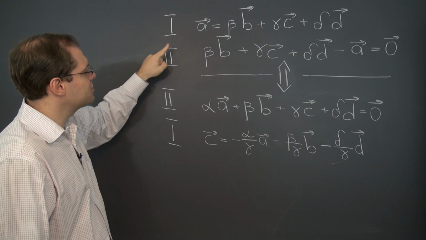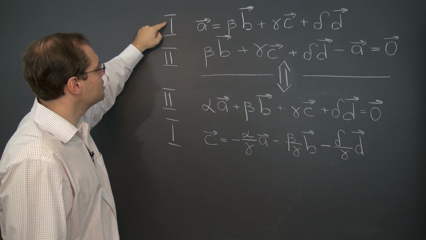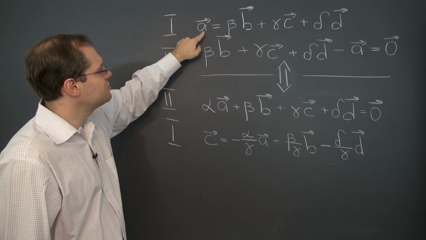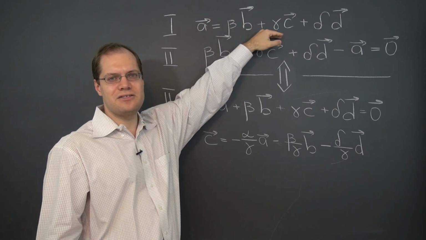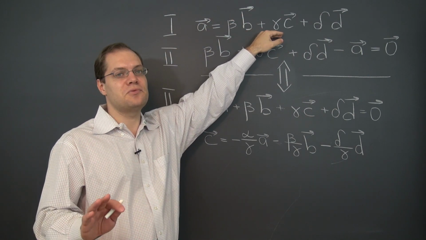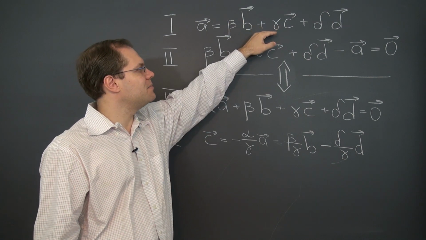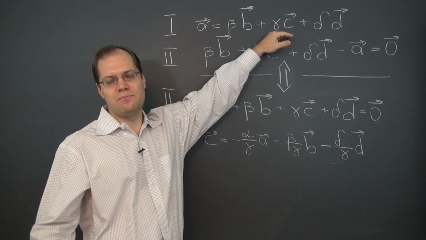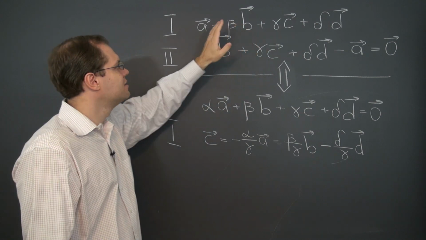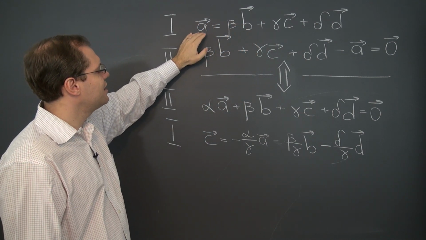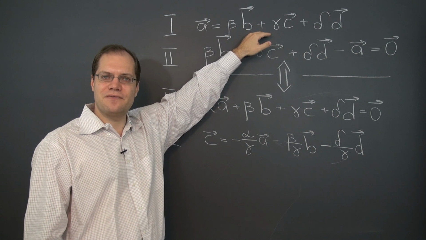Going this way first, let's assume that A is a linear combination of other vectors. It's not required to be a non-trivial linear combination, just any linear combination. All the coefficients could be zero. That's not important. So according to the first definition, A is a linear combination of other vectors.